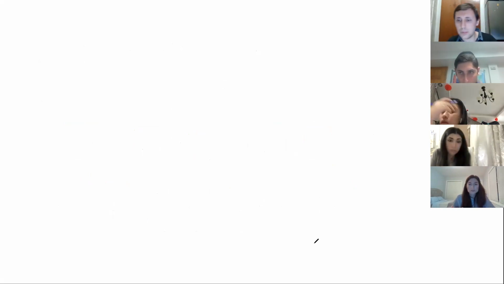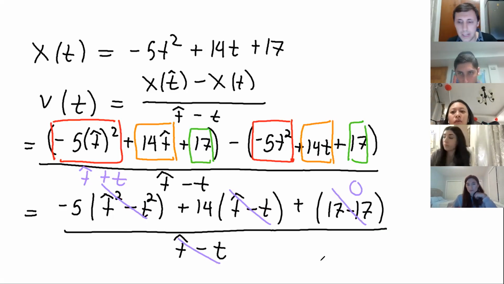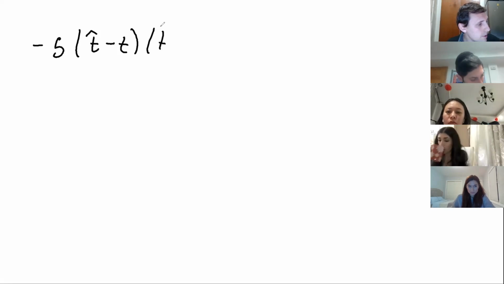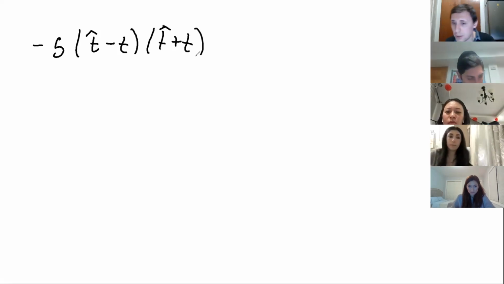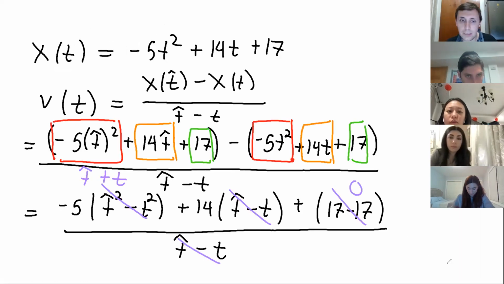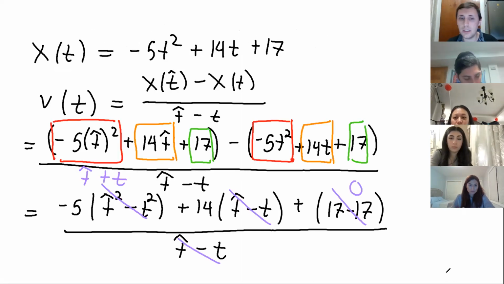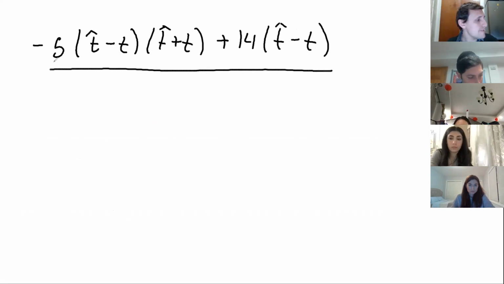So here it's minus 5. Look at it, I can write it as minus 5 times t hat minus t times t hat plus t, plus 14 times t hat minus t. I will not copy the 17 minus 17, it's 0. So we have this divided by t hat minus t. I'm not skipping that step since you are having problems with it.